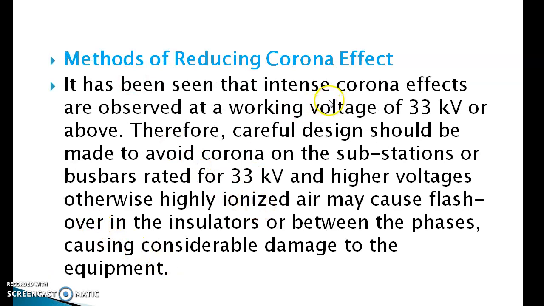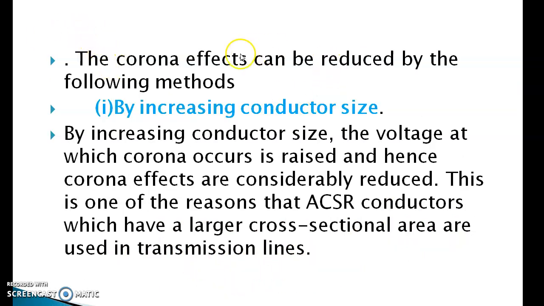Methods of reducing corona effect. It has been seen that intense corona effects are observed at a working voltage of 33 kV or above. Therefore, careful design should be made to avoid corona on substations or bus bars rated for 33 kV and higher voltages. Otherwise, highly ionized air may cause flashover in the insulators or between the phases, causing considerable damage to the equipment. The corona effect can be reduced by the following two methods.